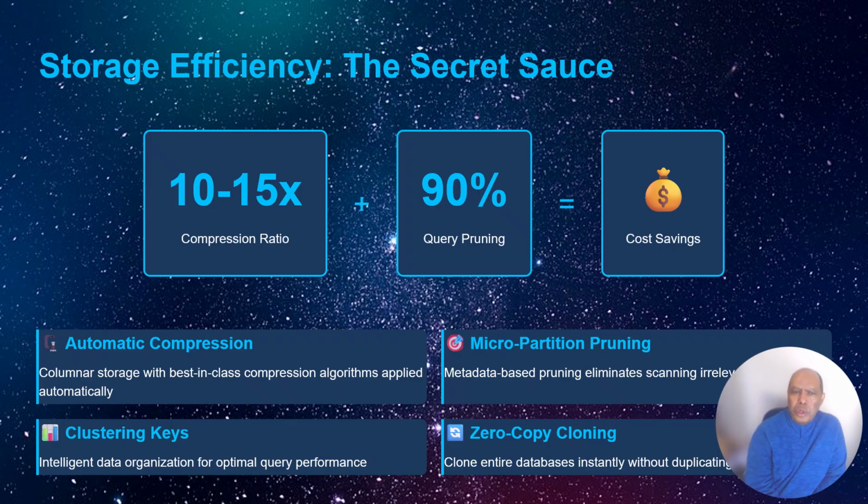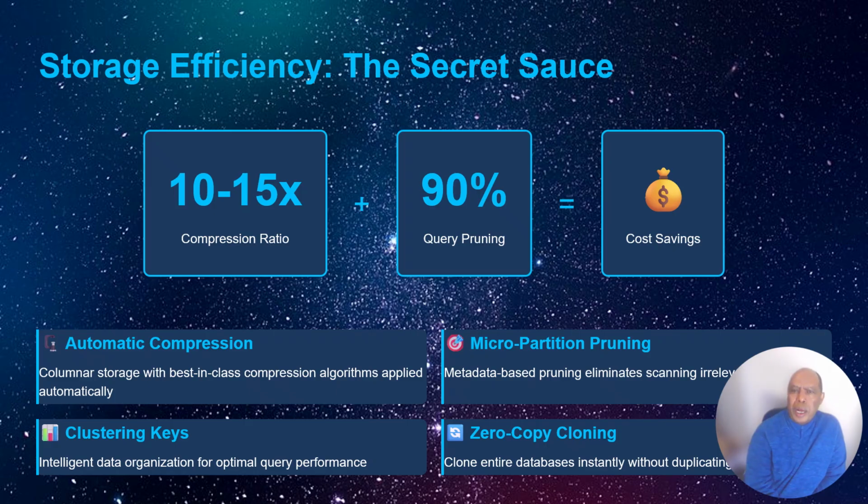Micro-partition pruning. Through the metadata we discussed earlier, Snowflake can eliminate 90% or more of micro-partitions from query scans. If your query filter is on a date column, Snowflake knows exactly which micro-partitions contain that date range and only scans those. The rest are pruned away before any data is touched. Now let us look at the 4 key features that drive this efficiency.